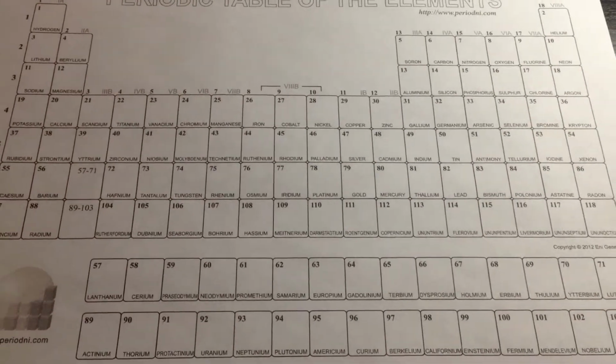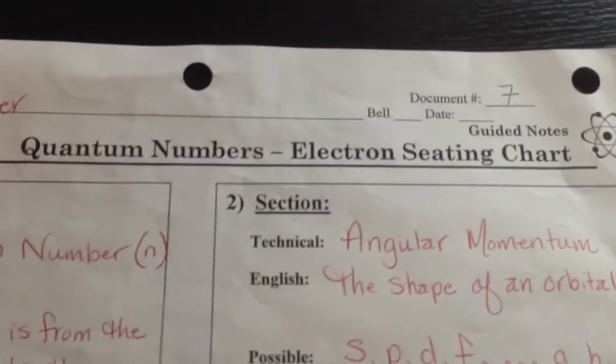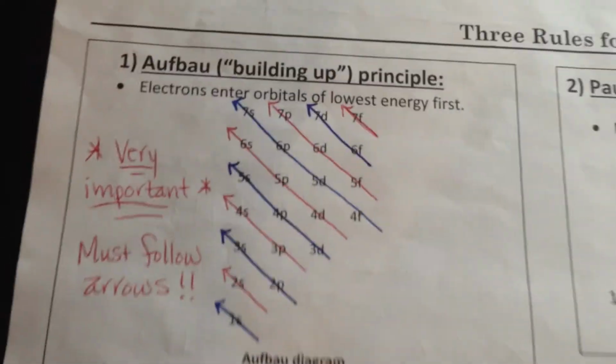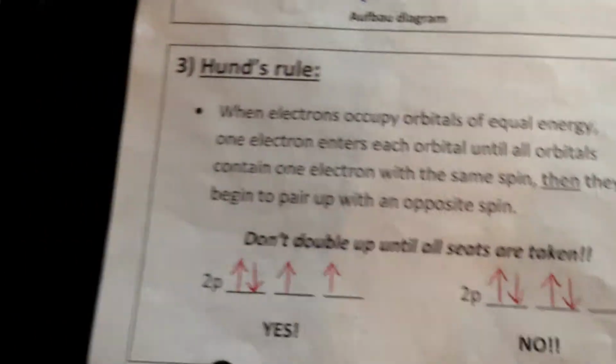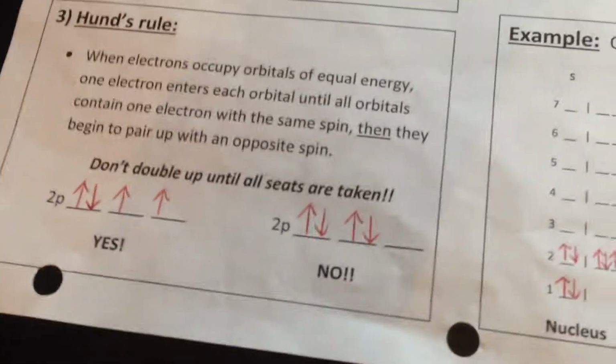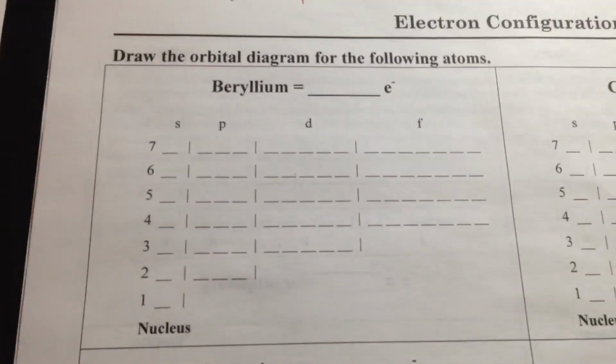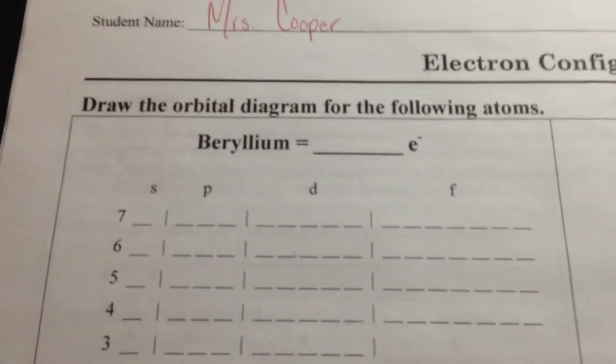Always your periodic table, and then also document number 7, our notes, particularly the back side of that, which has the Aufbau diagram, and the reminder of Pauli's principle and also Hund's rule. So in order to do this correctly, we want to be using those resources.